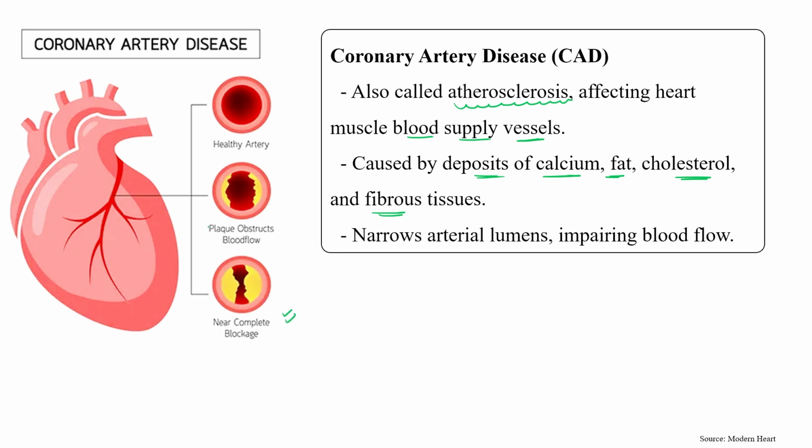As you can see here, this is a plaque. Deposition of plaque occurs, and it will cause a kind of obstruction in blood flow. And if continuous deposition occurs, it will completely block the flow of blood to the muscles of the heart, and it can affect the rhythm of the heart. So what is coronary artery disease? Narrowing of the arterial lumen or impairing of blood flow because of the deposition of calcium, fat or cholesterol.